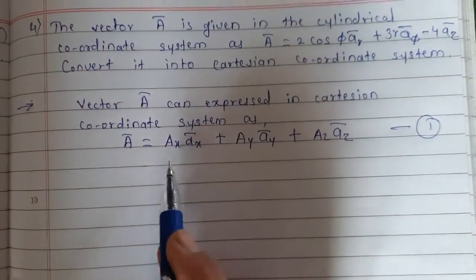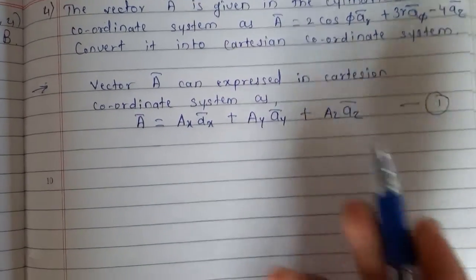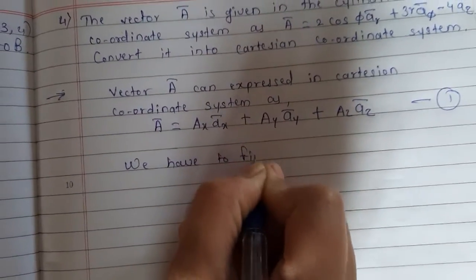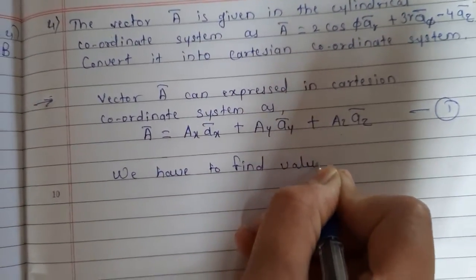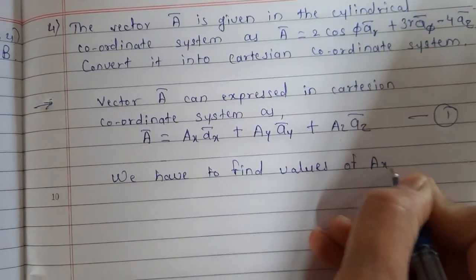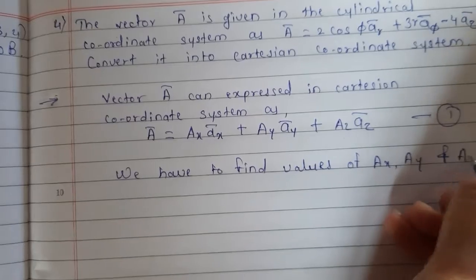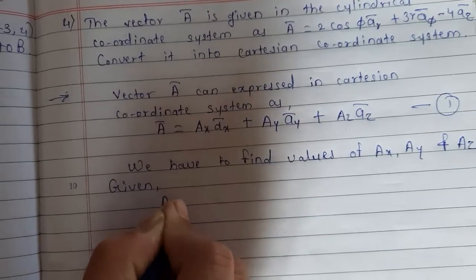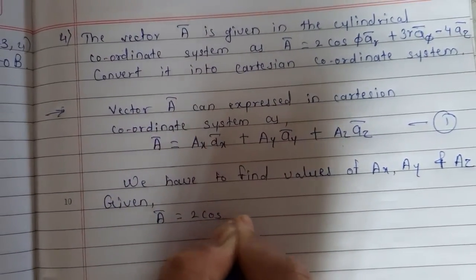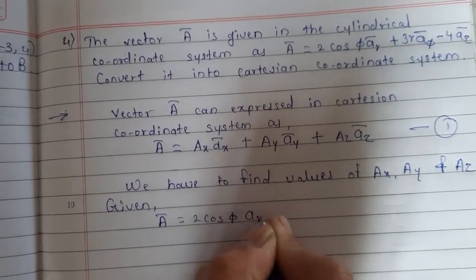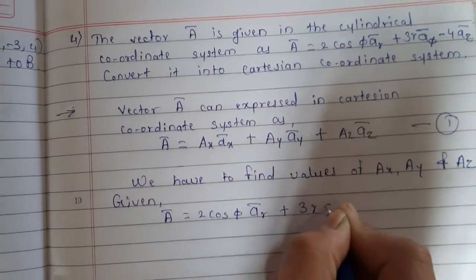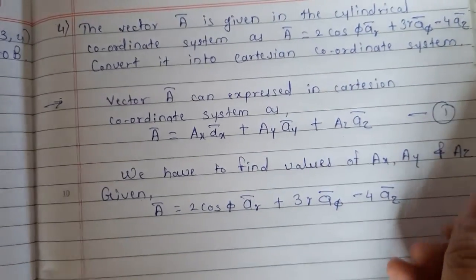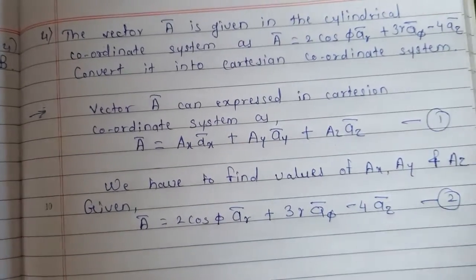Now here we have to find the values of ax, ay and az. Now what is given? Given is a bar is equal to 2 cos phi ar bar plus 3r a phi bar minus 4 az bar. This is given. This is equation number 2.